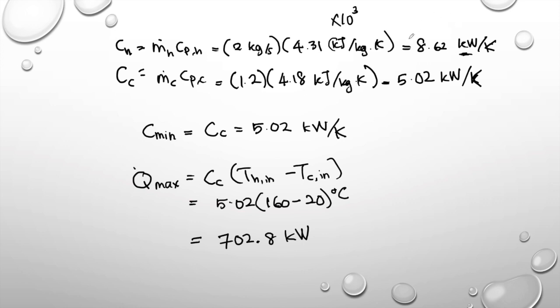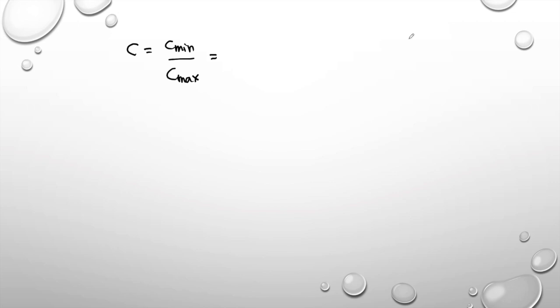8.62 will be your maximum C. So small case c is 5.02 divided by 8.62. You will get the value of small case c is 0.582. We already have two values, epsilon and c, effectiveness and c.